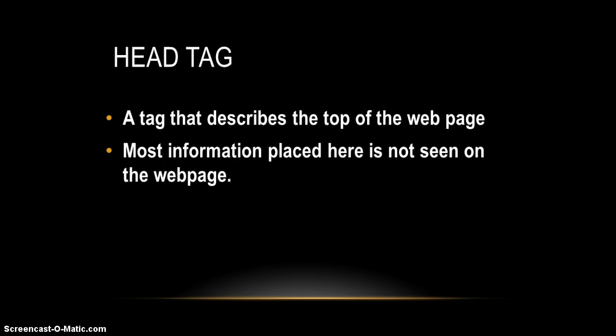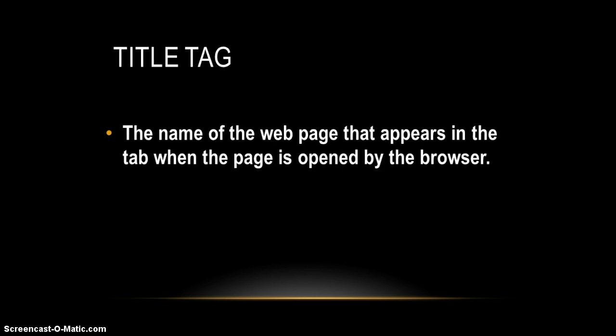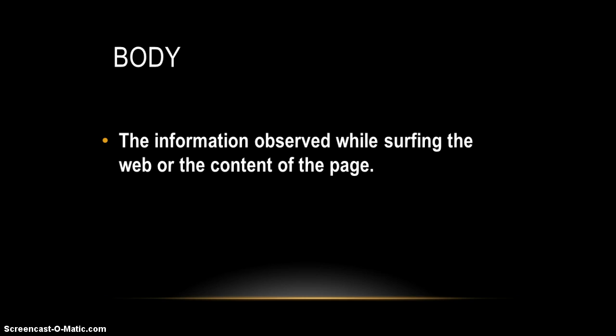Now, a tag that describes the top of the web page is called the head tag. Most information placed here is not seen on the web page. The title tag, however, is seen on the web page at the location of the tab near the top of the page when the web browser opens that particular page. The body is the information people see when they surf the web. It is the content, the pictures, the text, the information of the web page.